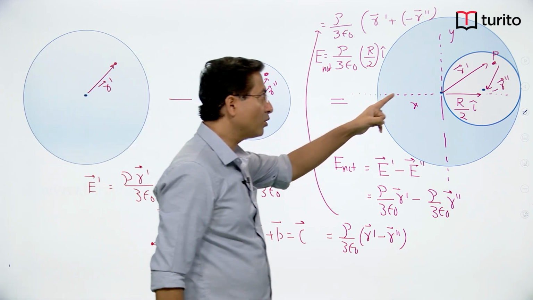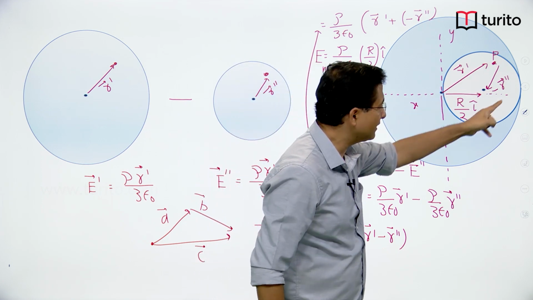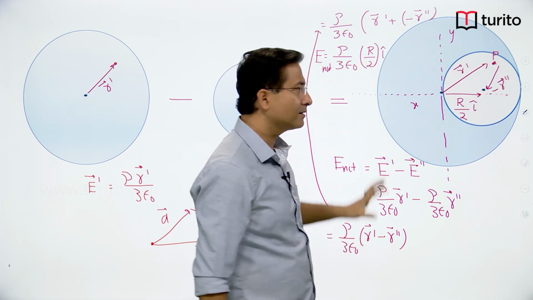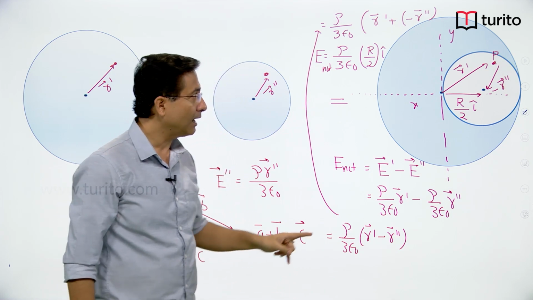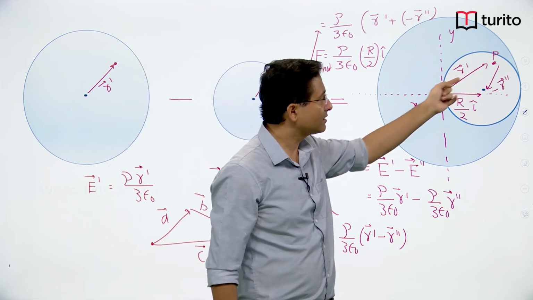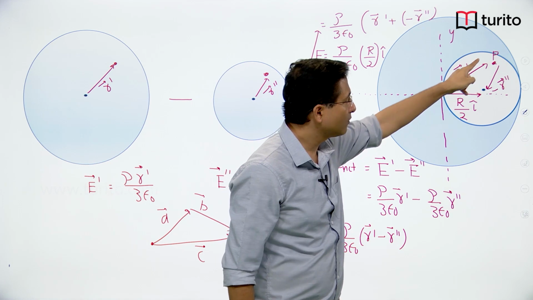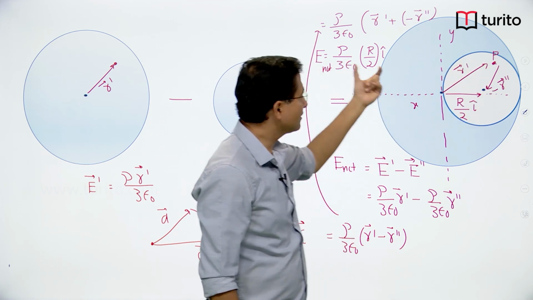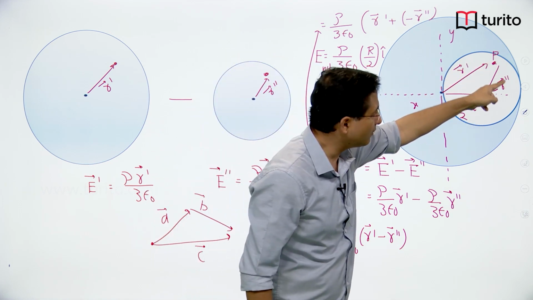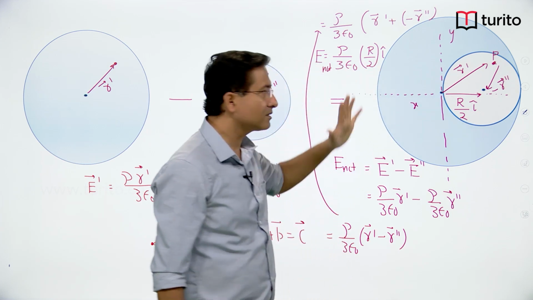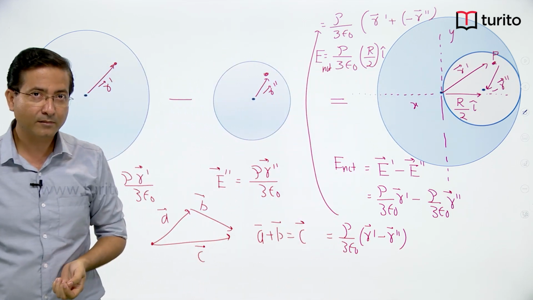You can take this point P anywhere inside the cavity, you will always get the same result. I have taken a general point where this is r dash and this is r double dash. For this general point I am getting this result, irrespective of the point wherever I take, I will always get this result inside the cavity.